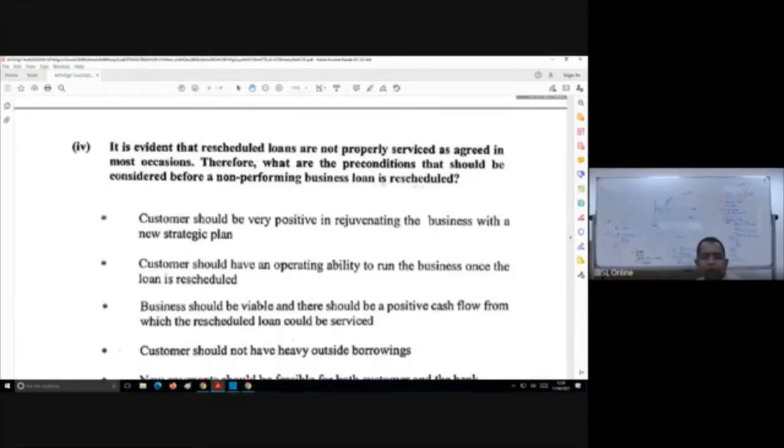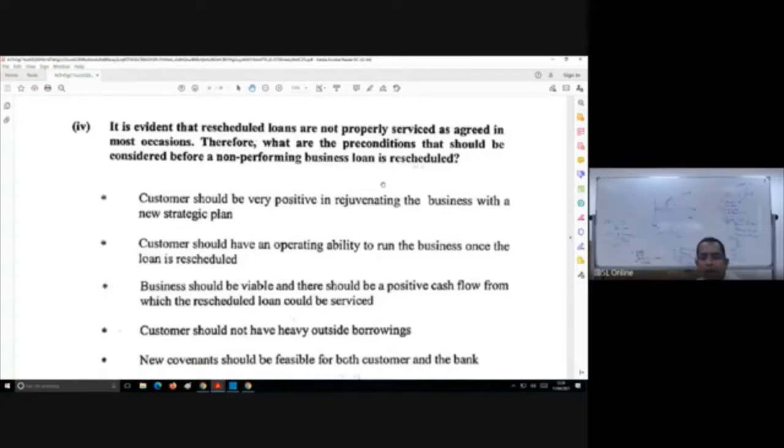Business should be viable and there should be positive cash flows from which the rescheduled loan can be serviced. Customer should not have heavy outside borrowing. Yes, you are going to reschedule, but he has a lot of other borrowing which he has not rescheduled. Then it is a problem.